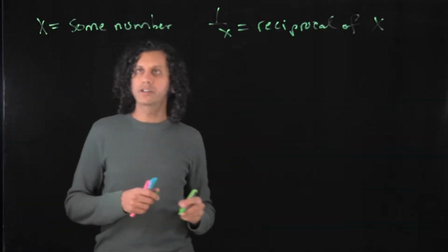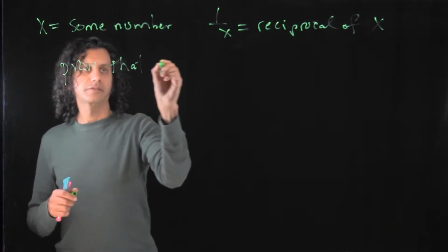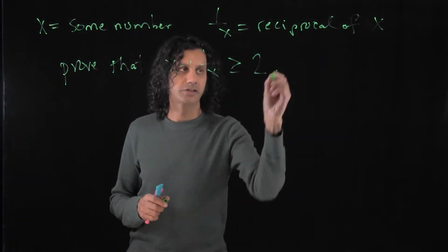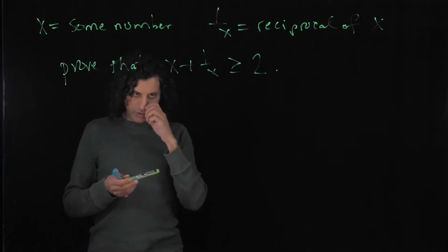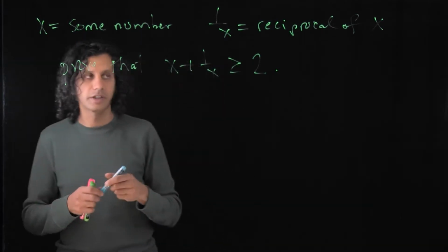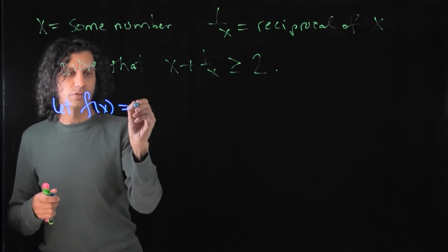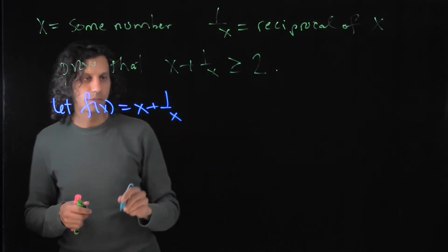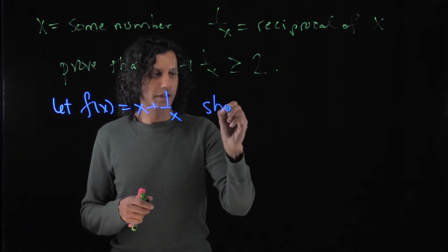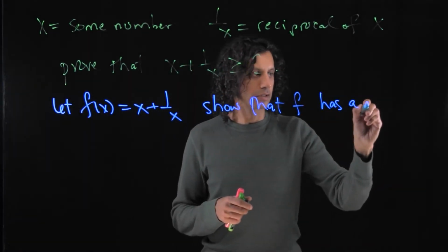So what we wanted to do then is to prove that the sum of x and its reciprocal is at least 2. And we were going to do this a couple of different ways. The first way was to use the calculus methods that we had started doing. We're going to let our function equal the sum of a number and its reciprocal. Then we wanted to show that f has a minimum at 2.